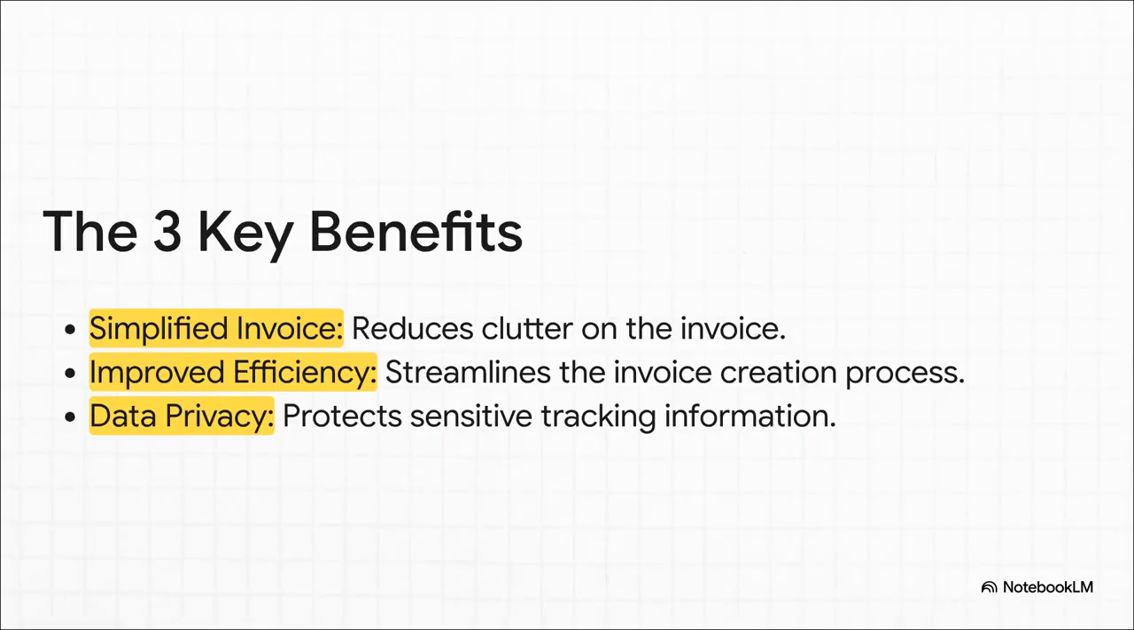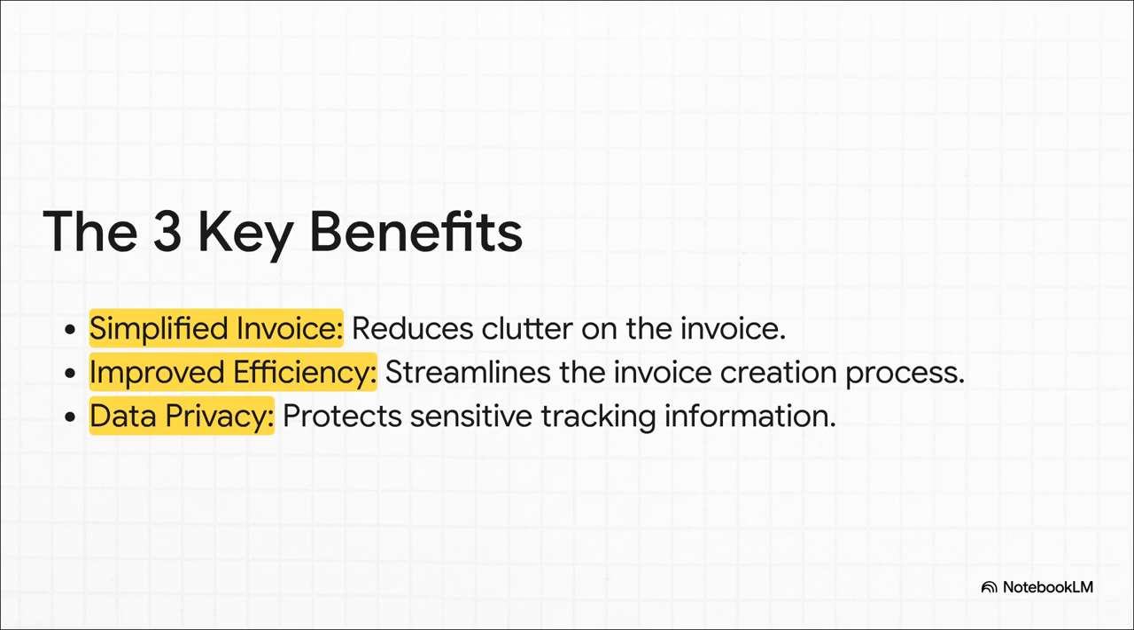So first up, the most obvious one, a simplified invoice. Less clutter means your eyes can focus on what's actually important. And that directly leads to benefit number 2, improved efficiency. You'll find you can create and process those invoices just a little bit faster. And finally, and this one's pretty important, is data privacy. By removing that field, you make sure that old or maybe sensitive tracking info isn't accidentally left on an invoice where it doesn't belong.